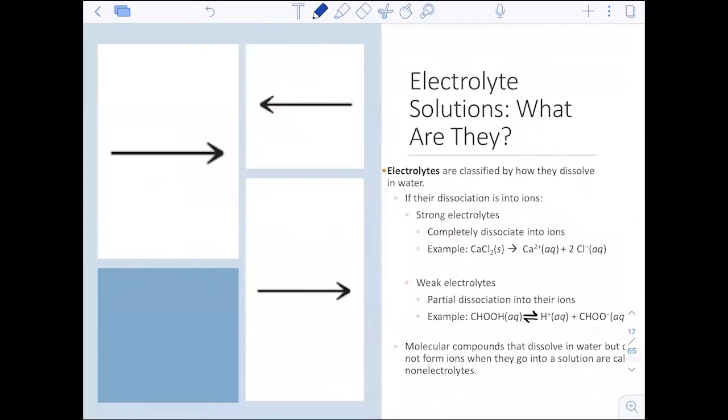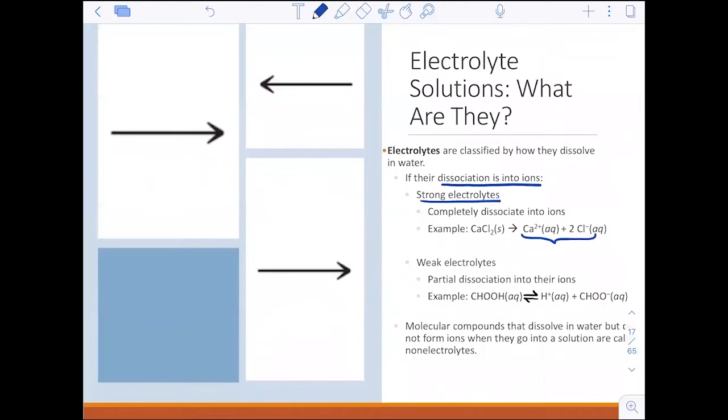So, electrolyte solutions. They're classified by the idea that there is a dissociation of the solute into its ions. Now, it has to be completely dissociating into its ions in order to be called a strong electrolyte. So when we form a solution, if we have a strong electrolyte, we will only have products present. The solid is gone. What we mean by completely dissociate is that the solid completely breaks up its crystal lattice structure.